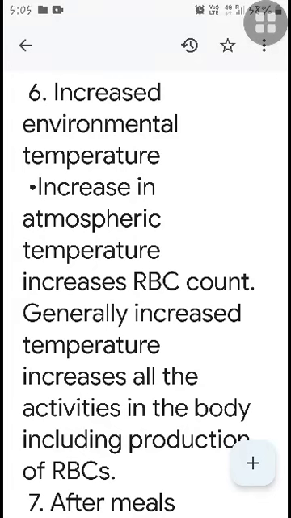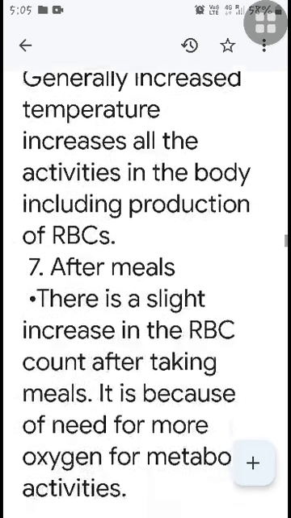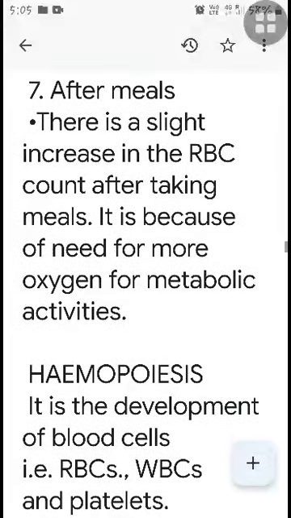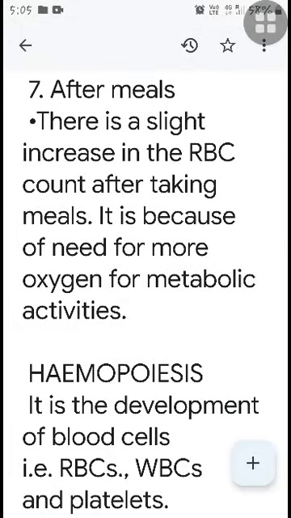Generally, increased temperature increases all the activities in the body including production of RBCs. 7. After meals, there is a slight increase in the RBC count after taking meals. It is because of the need for more oxygen for metabolic activities.